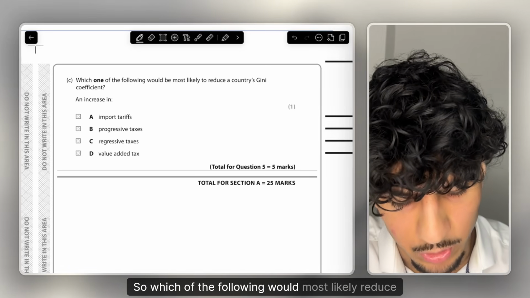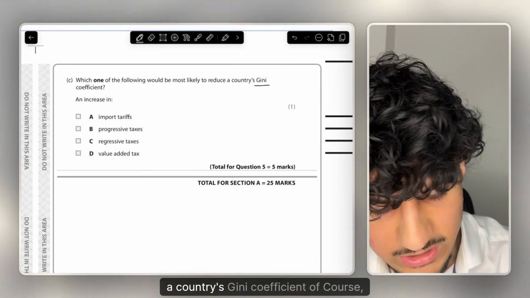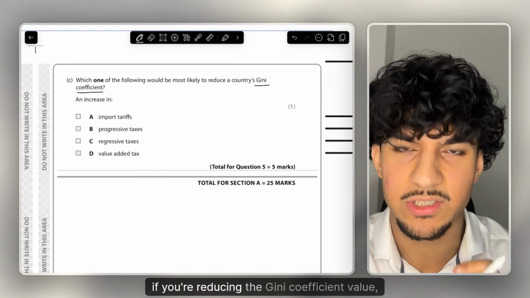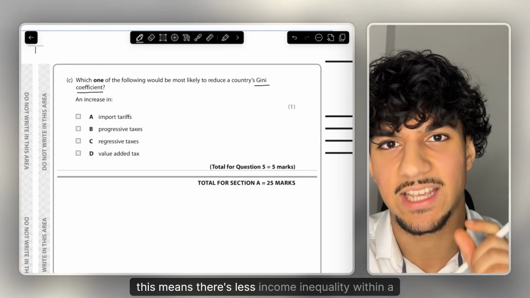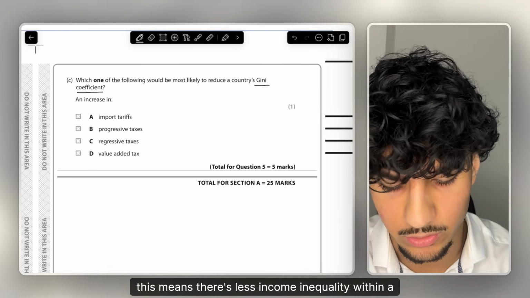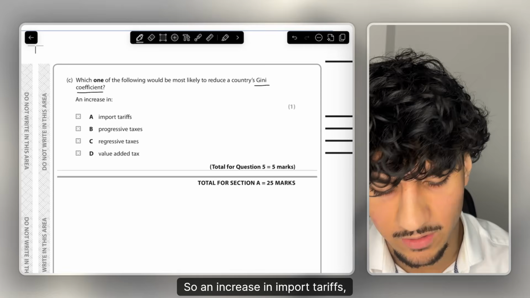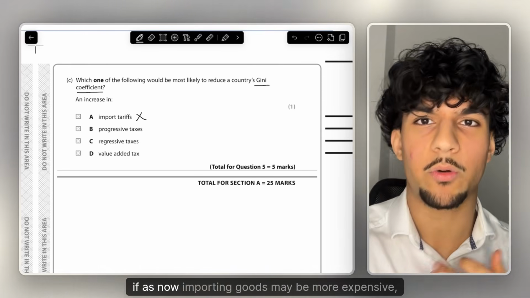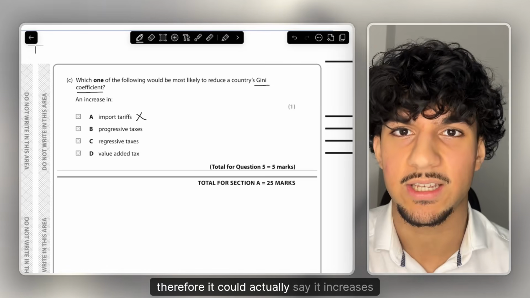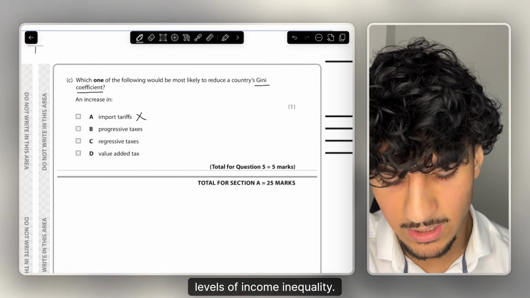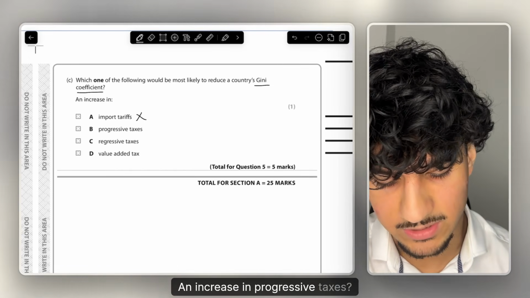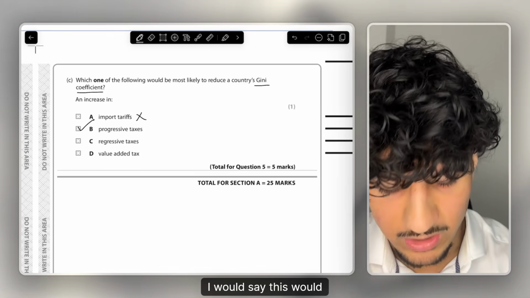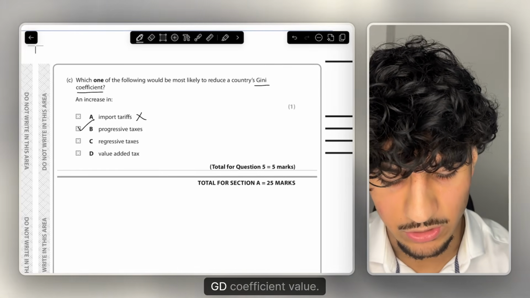So which of the following would most likely reduce a country's Gini coefficient? Of course, if you're reducing the Gini coefficient value, this means there's less income inequality within a country. So an increase in import tariffs, would that reduce the levels of income inequality within the country? No. As now imported goods may be more expensive, therefore you could actually say it increases the levels of income inequality. An increase in progressive taxes, yes, I would say this would decrease a country's Gini coefficient value.